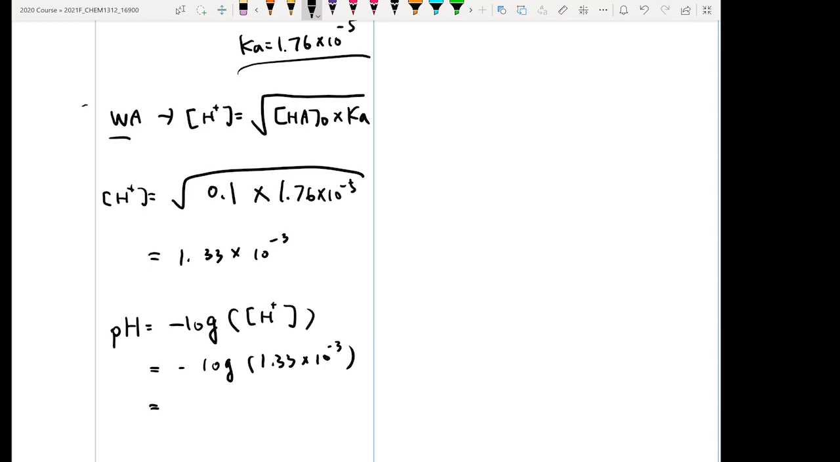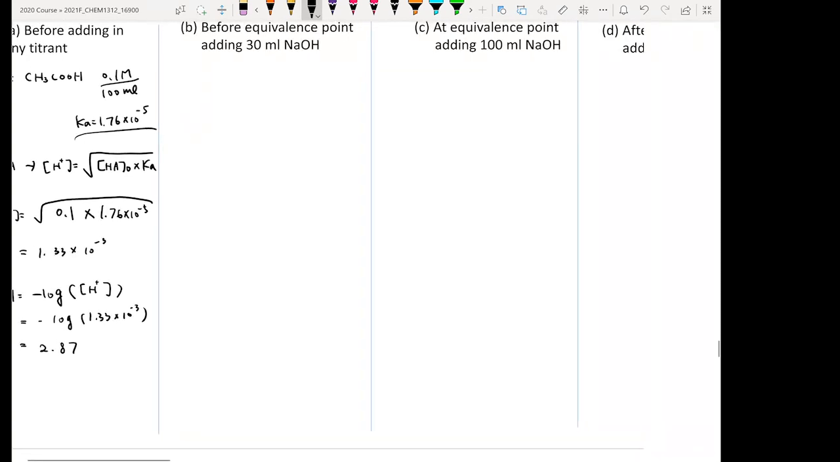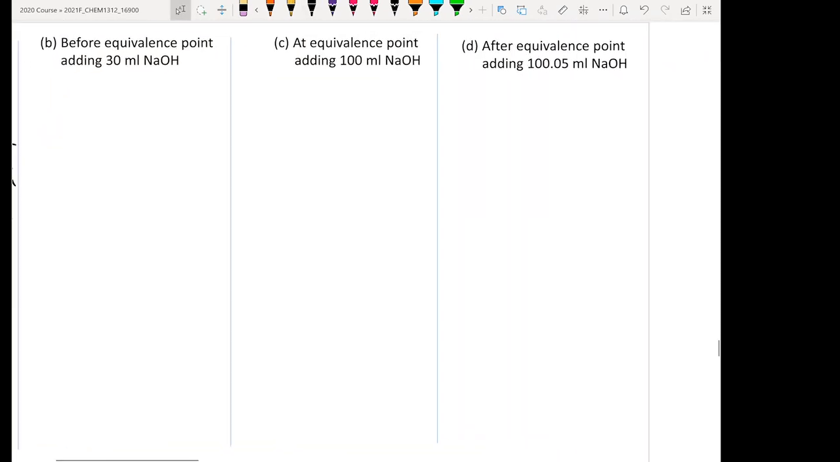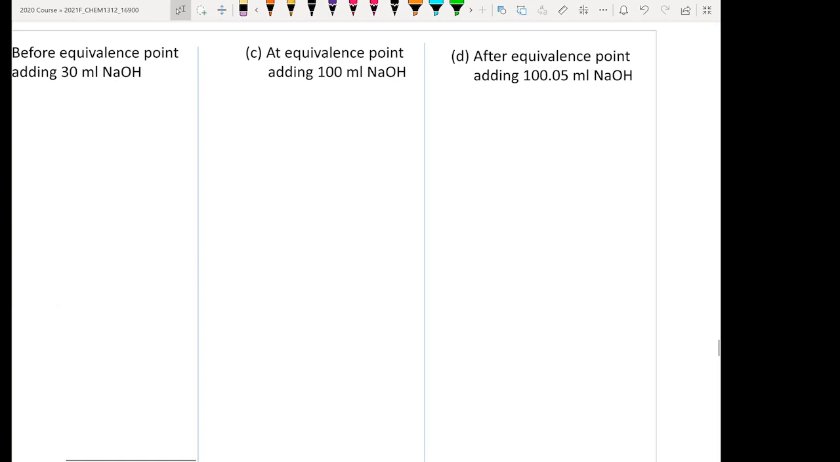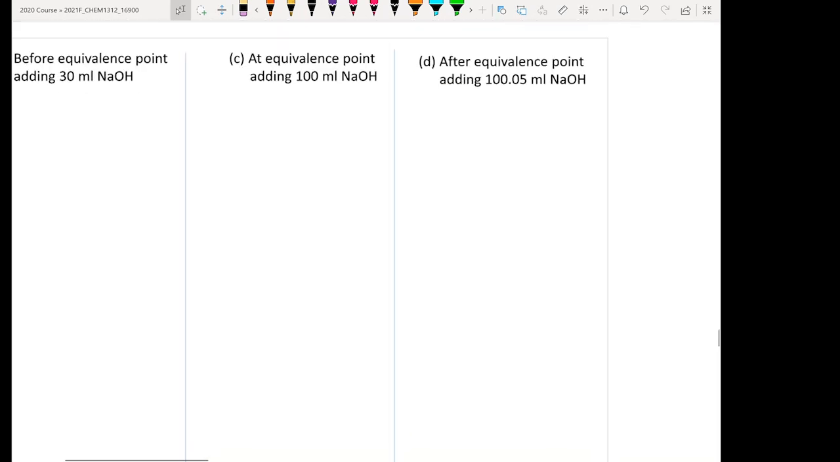Therefore, the pH is going to give you a value of 2.87. Okay, so we are going back to zone 2 later, but I want to calculate zone 3 first. So let's look at zone number 3.